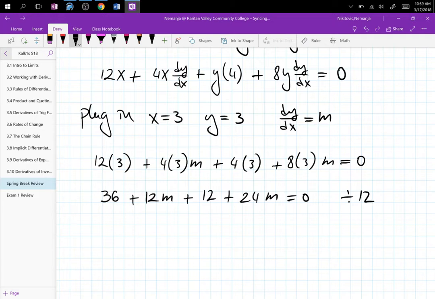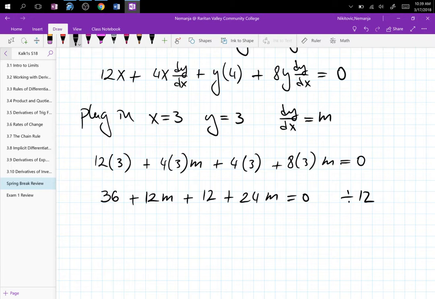This is called a boss move. Do you know what the boss move is? When you do something for computation that greatly reduces calculations. You notice that each term is divisible by 12. You have a 0 on the right hand side. Dividing everywhere by 12 makes the calculation a joke. So that's called the boss move.